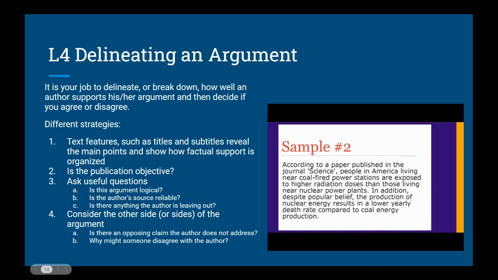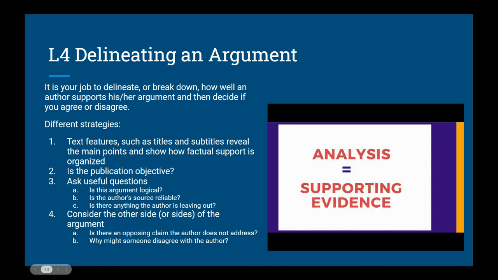In our second sample paragraph, the author mentions a paper in the journal Science, but doesn't give any details or citations. That means we can't evaluate how sound the evidence is. Without more detail, we can't be sure that this evidence supports the claim effectively and can't know how sound the argument is. In summary, to effectively analyze arguments, we need to understand how well the supporting evidence backs them up.